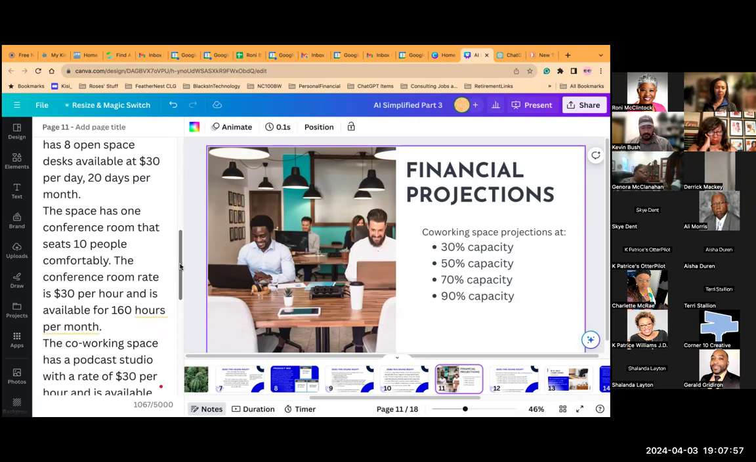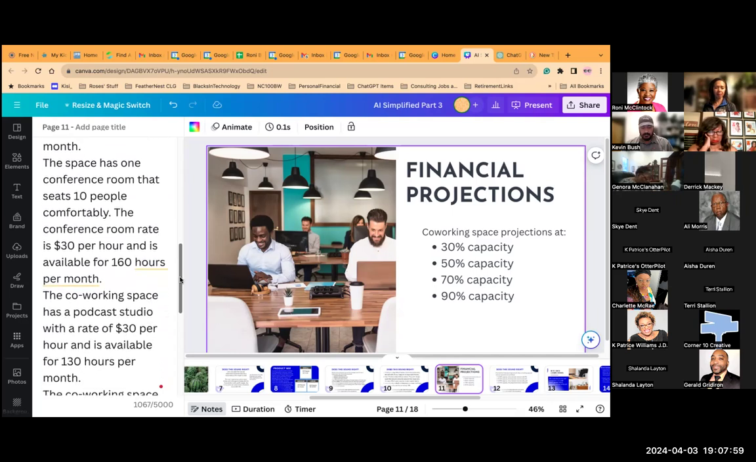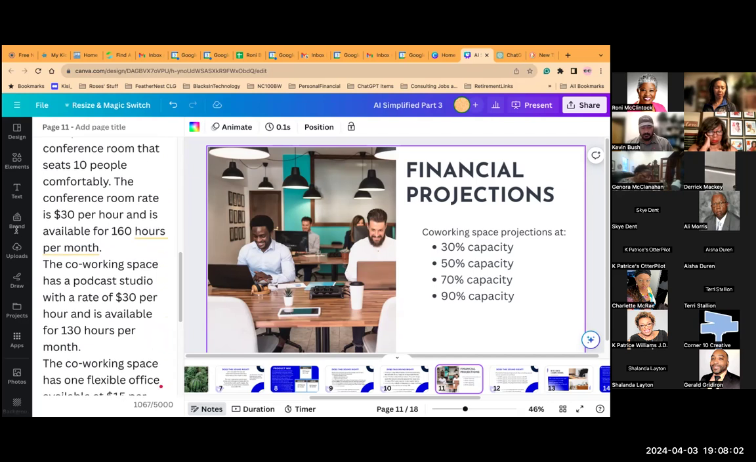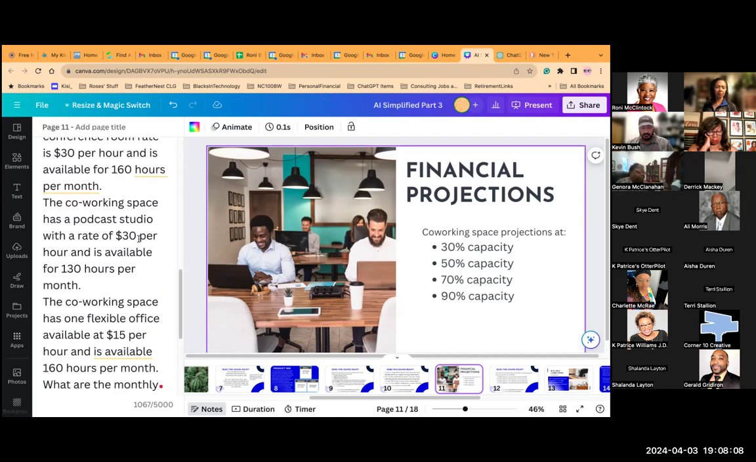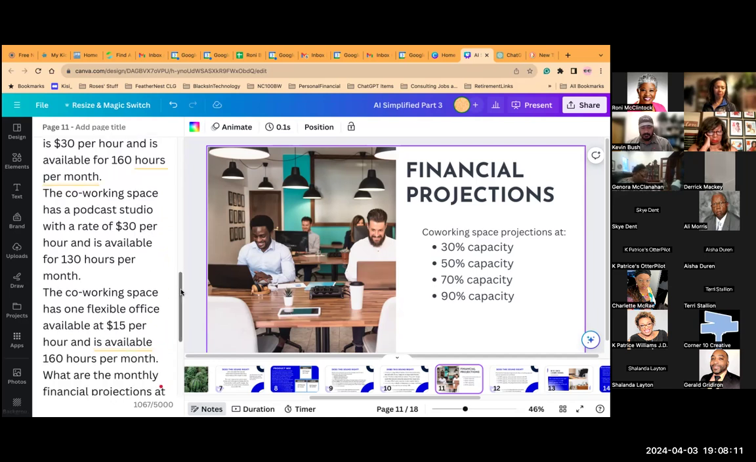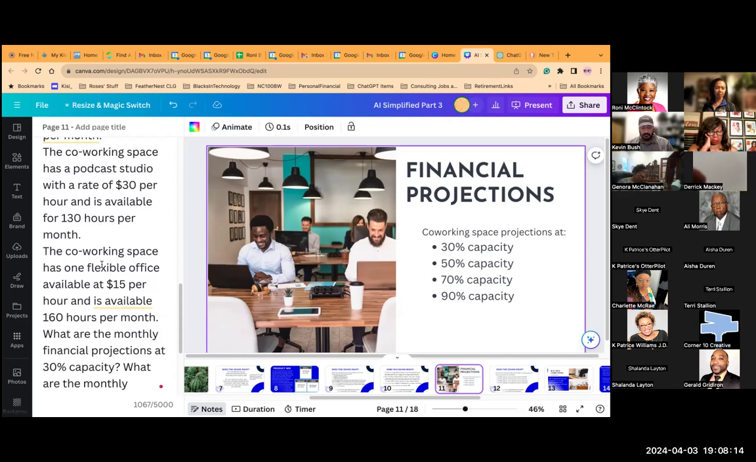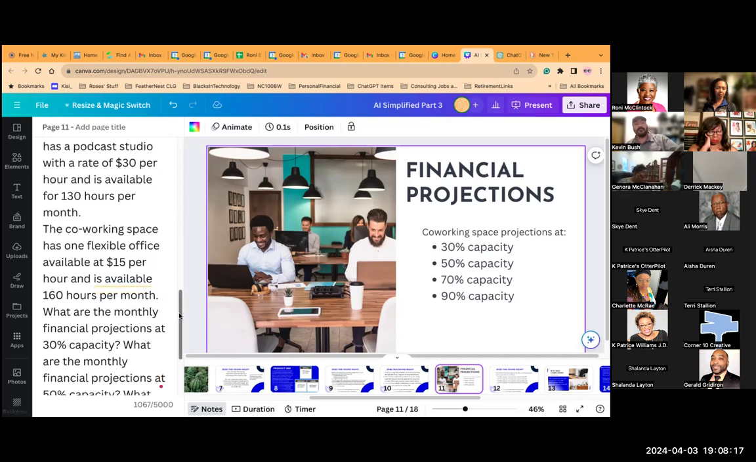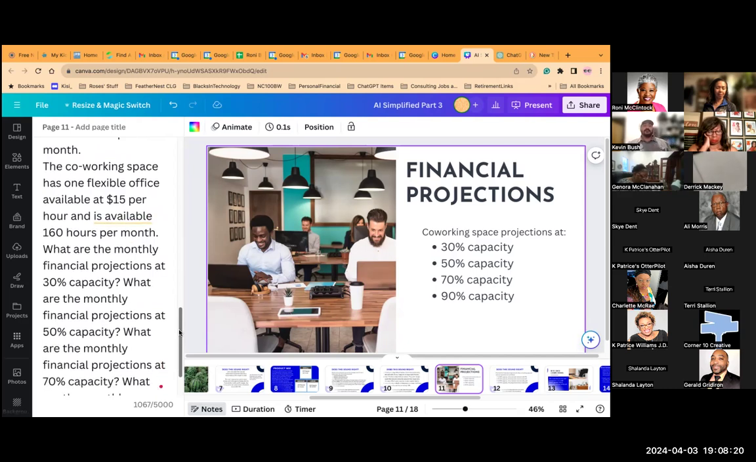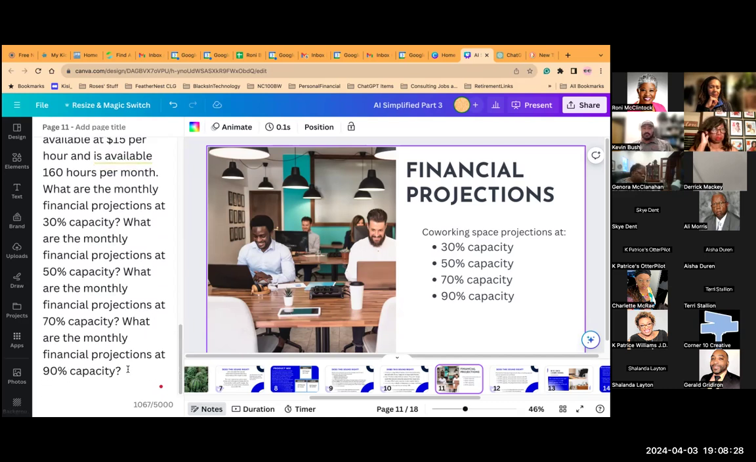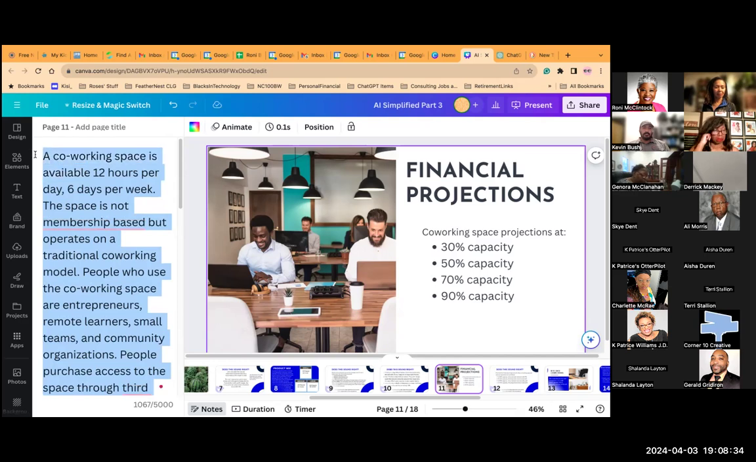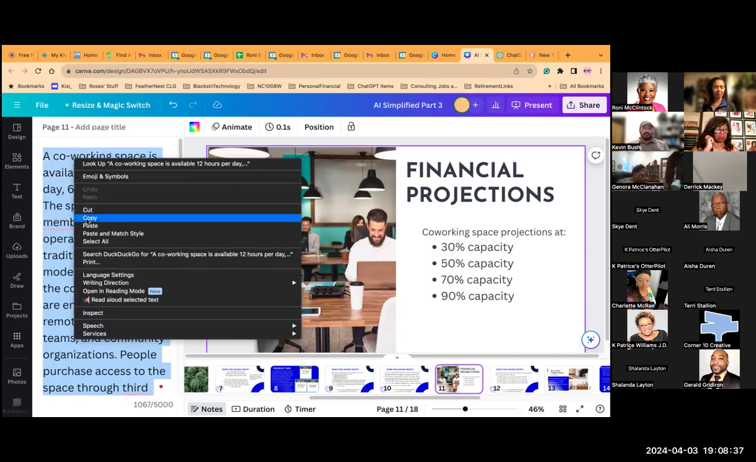It has a conference room that seats 10 people. The conference room goes for $30 an hour, so you actually have 160 hours of conference room space a month. It has a podcast studio that's available for $30 an hour, about 130 hours per month. It has a flexible office that you can rent for $15 an hour. With all of that information, what are the monthly financial projections at these different capacities? I wanted to find out what capacity I should be targeting in order to make the type of income that I wanted to make on my co-working space.